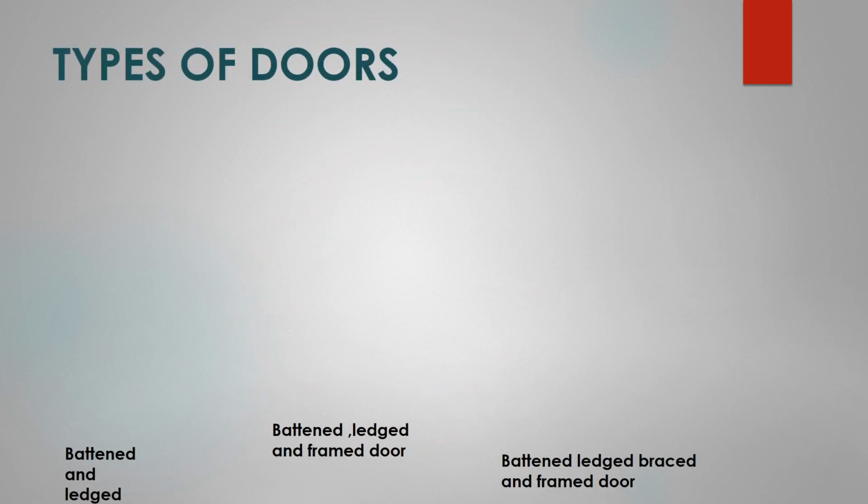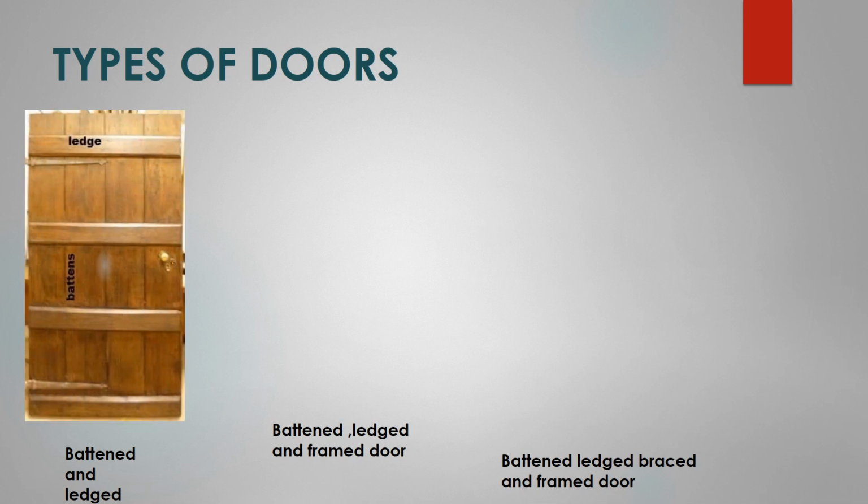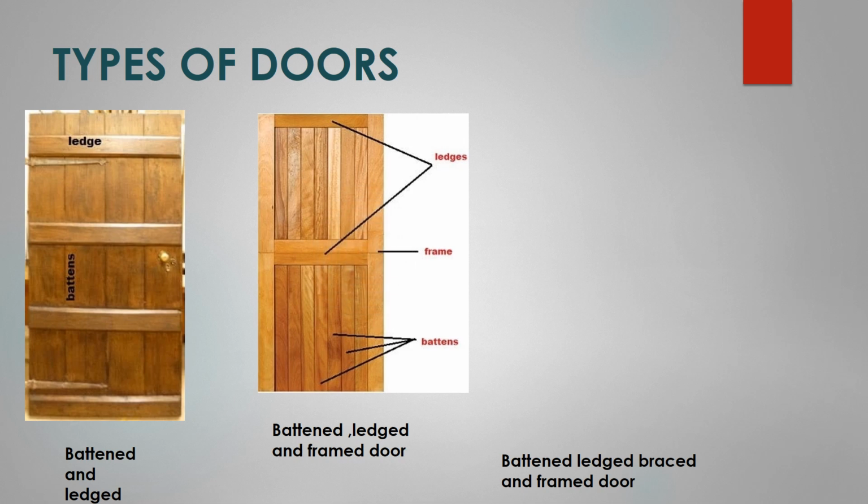We go straight to the types of doors. Here we want to enlighten ourselves on different types of doors, and we will start with the button and ledge door. This one is a button and ledge door. It consists of ledges, buttons. It also has a door lock, which is in the class of ironmongeries. So this door is given the name button and ledge because it consists of button and ledge members.